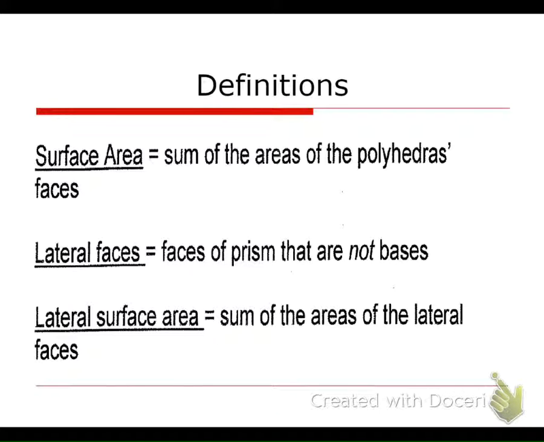Okay, so our first one is surface area. That is the sum of the areas of the polyhedron's faces. So that would be the area of our floor, of our walls, and of our ceiling. Everything in here, all the surfaces, the total area. Floor, walls, and ceiling. Then you have lateral faces. The lateral faces are going to be the ones that are not the bases. So the bases are those that are parallel and congruent. So you see that with these lateral faces, that would be the equivalent of our walls. And our floor and our ceiling would be our bases. And so the lateral surface area would just be the area of the walls.